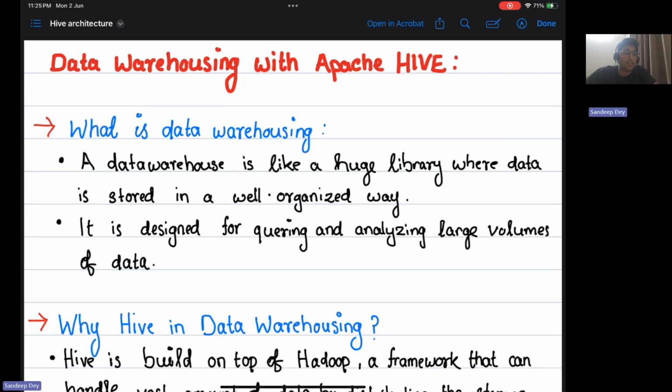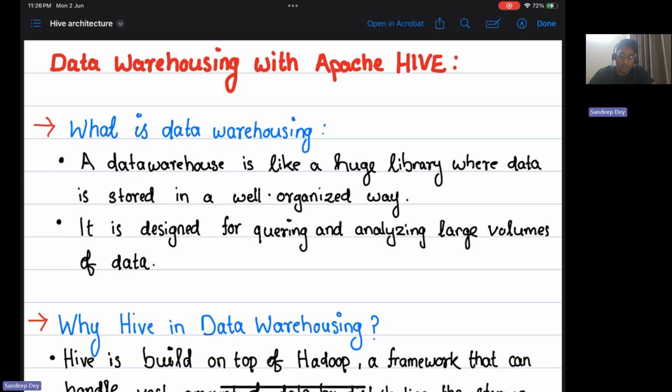Today we'll study data warehousing with Apache Hive. We'll study Hive, basically how it works, its internal structure and everything. So let's get started.